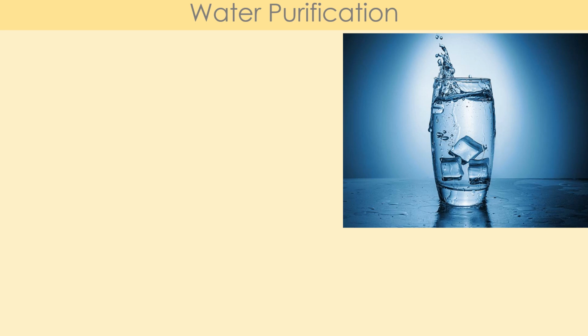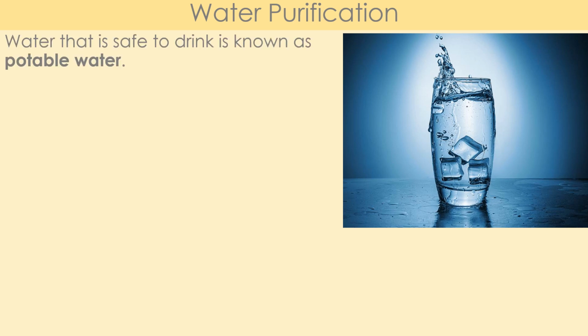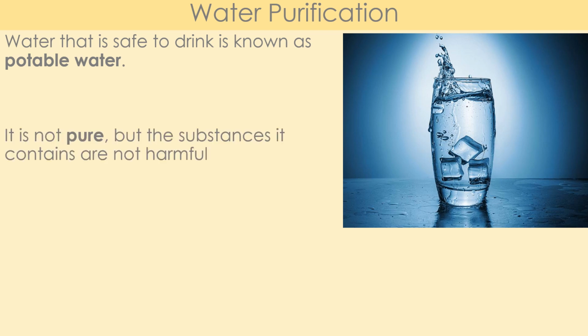So water is incredibly useful. It's essential for all living things to drink, for us to make sure the chemical reactions in our cells are able to continue, and we need to get it from somewhere. Now, we often drink water from the tap or water from bottles, and it is safe to drink, and it is known as potable water. Potable water means it is water that is safe to drink. Now, it's not pure water, so it doesn't just contain H2O, but the substances in it are not harmful.